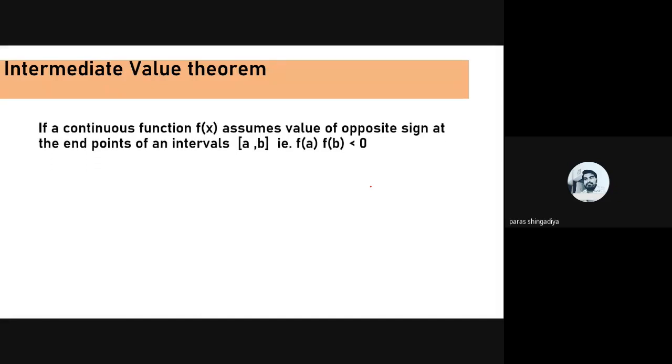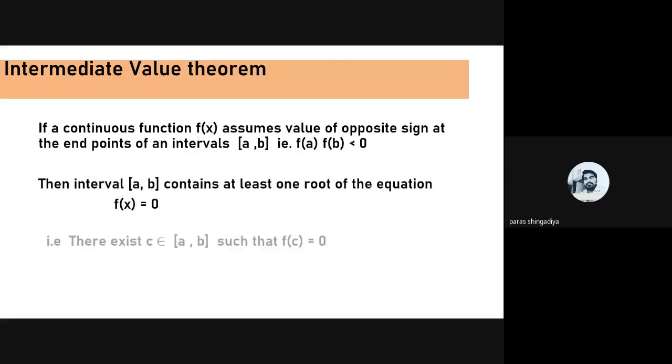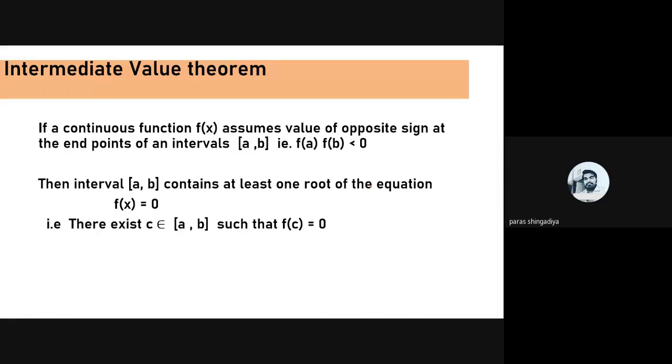Now next is the intermediate value theorem. What is this theorem? Let us check it. We have one continuous function, for example x square minus 4, e raised to x, sin x. These are continuous functions. So if f(x) is a continuous function, you have to assume two values a and b such that f of a is negative and f of b is positive. Or you can also consider the condition f of a is positive and f of b is negative. You can use either of these.